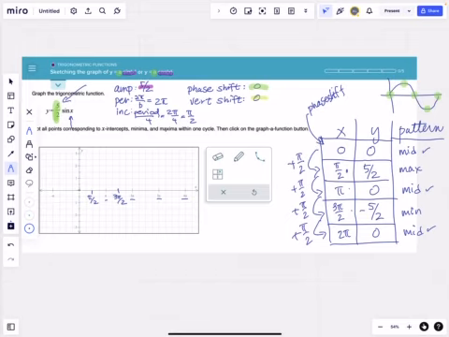So 0, 0. We're going to use this pencil to plot these points. Pi over 2 and then 5 halves. It's going to be 2.5 right here. Pi and 0. 3 pi over 2 and negative 5 halves down here. And then 2 pi and 0. Once you get your points plotted like that, you're going to use this graph a function button, and it's going to fill in the rest of the graph for you. All right, and that's the way you would do this type of problem.